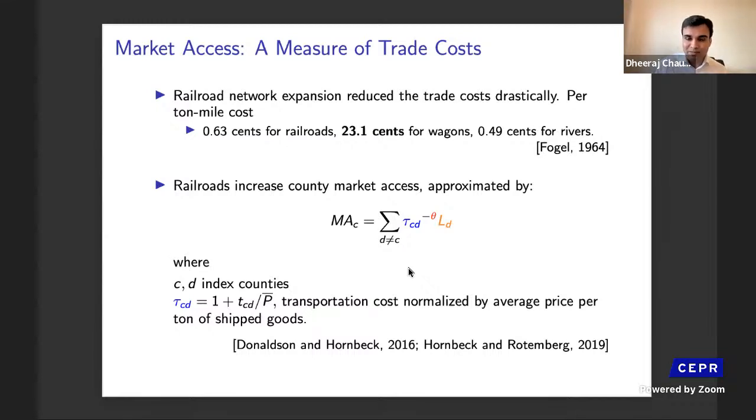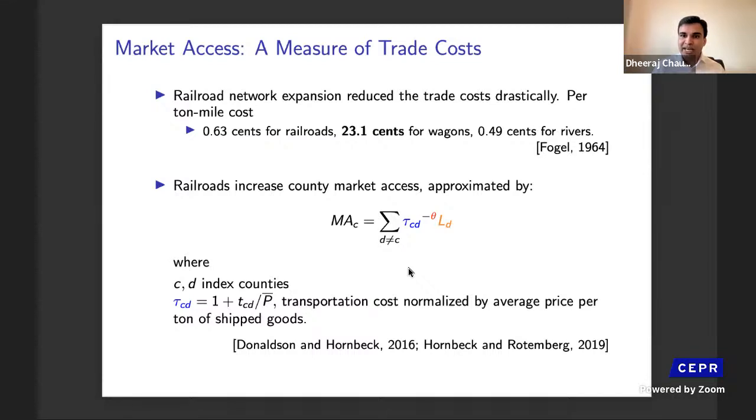So to study the impact of the decline in trade cost, I create a county level measure of average trade cost that I call market access, following Rick's work. And what is market access? Market access captures how cheaply goods can be transported from that county to all other US counties. And algebraically, market access is the weighted sum over the cost of shipping goods from that county to all other counties, weighted by other counties' population.